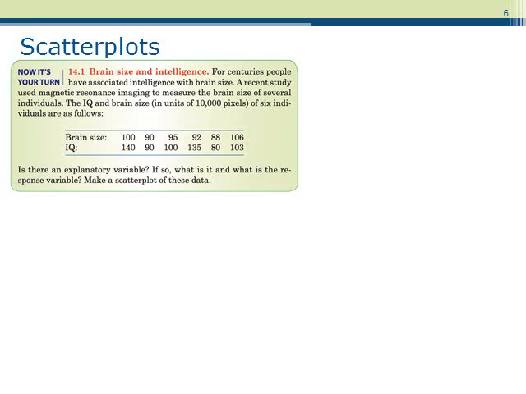Now you try one. For centuries, people have associated intelligence with brain size. A recent study used magnetic resonance imaging to measure the brain size of several individuals. The IQ and brain size of 6 individuals are as follows. Is there an explanatory variable? If so, what is it and what is the response variable? Finally, make a scatter plot of these data. So pause the video and unpause when you're ready for the answer.